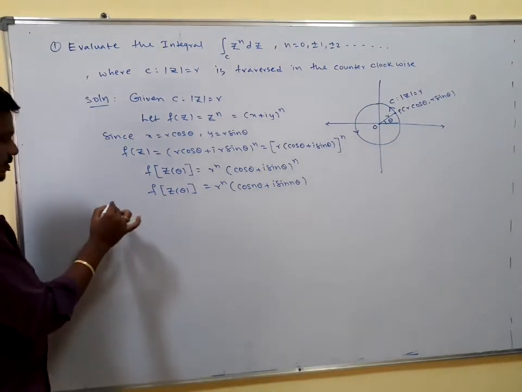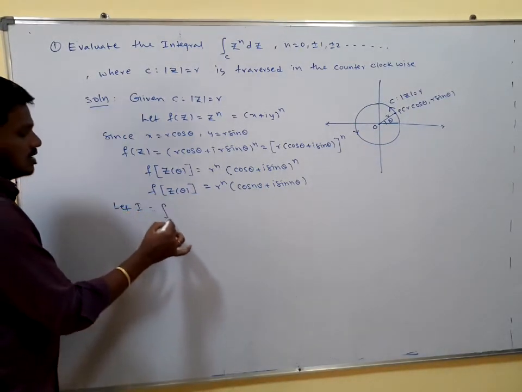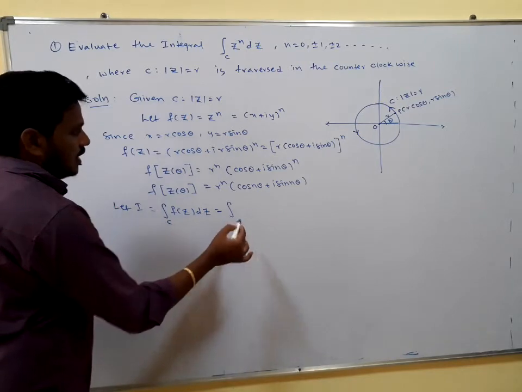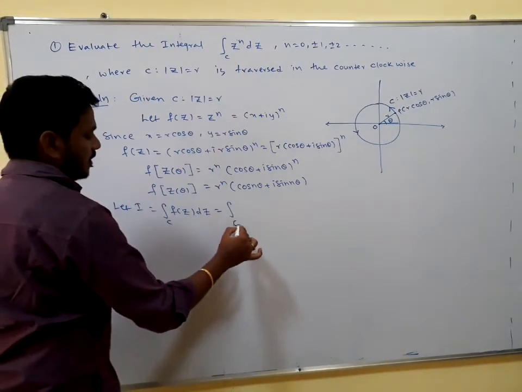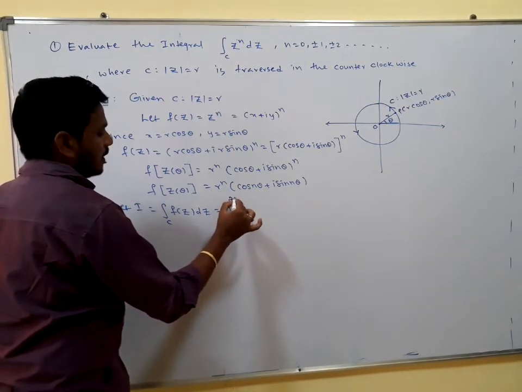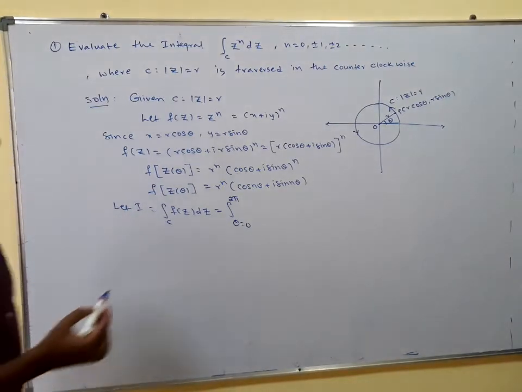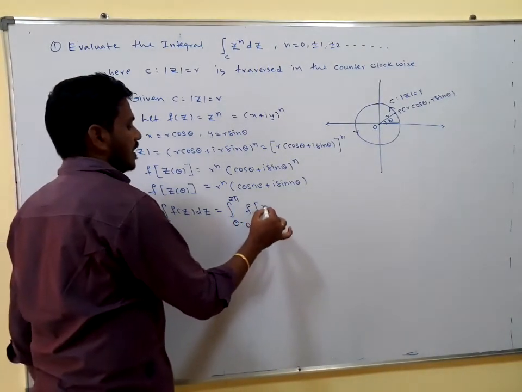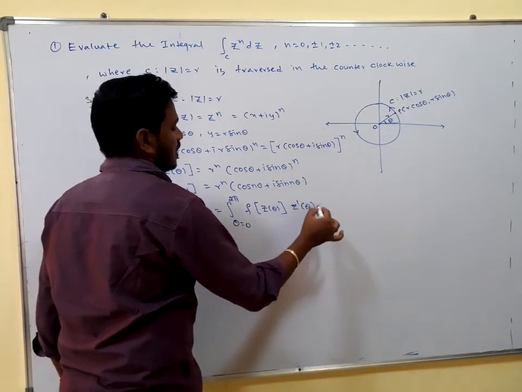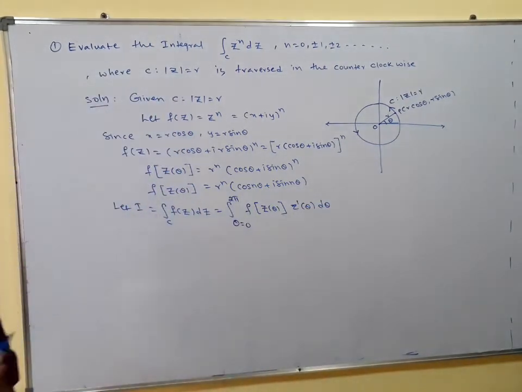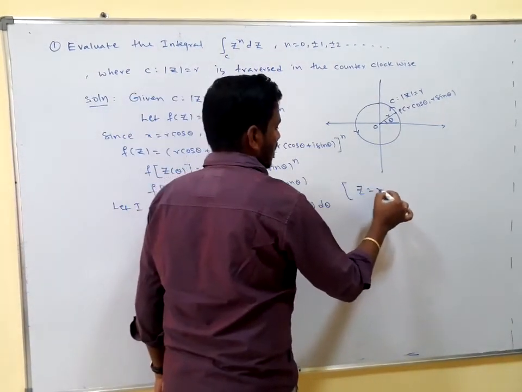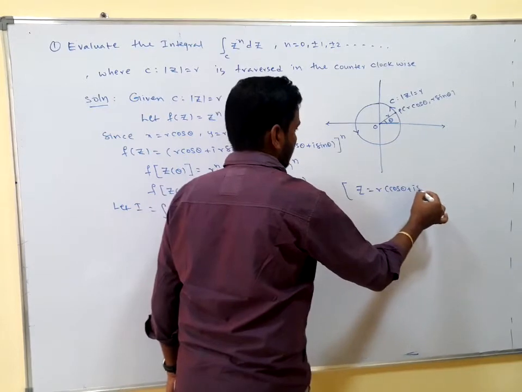Now let I be equal to the integral over C of f(z) dz. As here it is the integral over C, the complete circle, I am going to take the theta limits from theta = 0 to 2 pi. The integral of f(z) is nothing but f(z(theta)) into z'(theta) d theta, you know the formula. Z = x + iy, that implies z = r (cos theta + i sin theta).